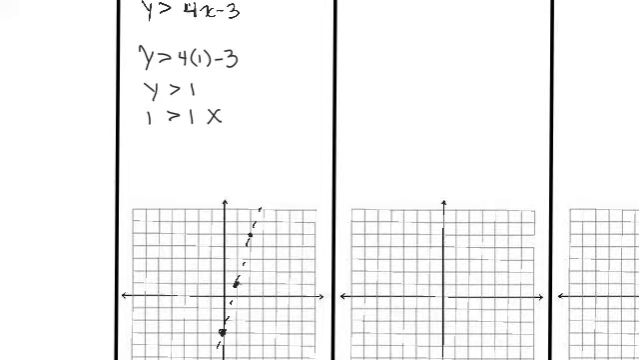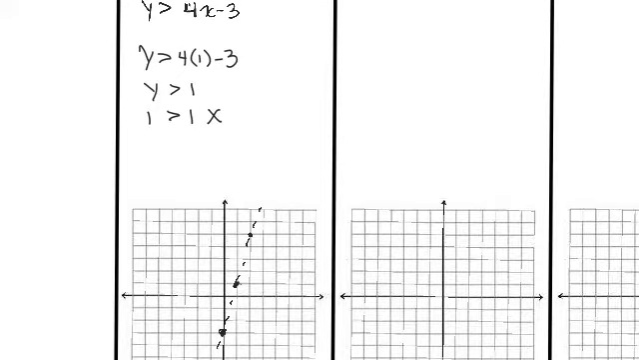So what we can do is put 0 in for x, and if whatever happens on the right side of the inequality makes a true statement with the left side of the inequality, then we know 0, 0 has to be included in our solution. It has to be included in the shading. So if 0, 0 makes a true statement, I'm going to shade everything to the left of this dotted line. And if 0, 0 makes a false statement, then I'm going to shade away from there. I'm going to shade everything to the right of this dashed line. So let's go back and try it.